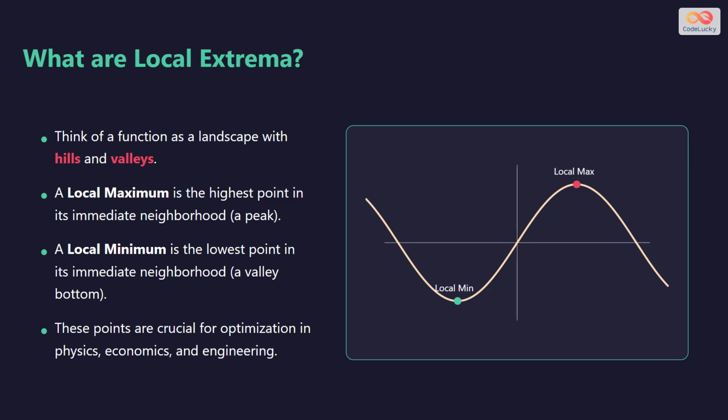First, let's visualize what we are looking for. In any function, we often have hills and valleys. The highest point in a specific region is called a local maximum, representing a peak. Conversely, the lowest point in a neighborhood is called a local minimum, representing the bottom of a valley. Finding these points is essential in fields ranging from physics to economics.